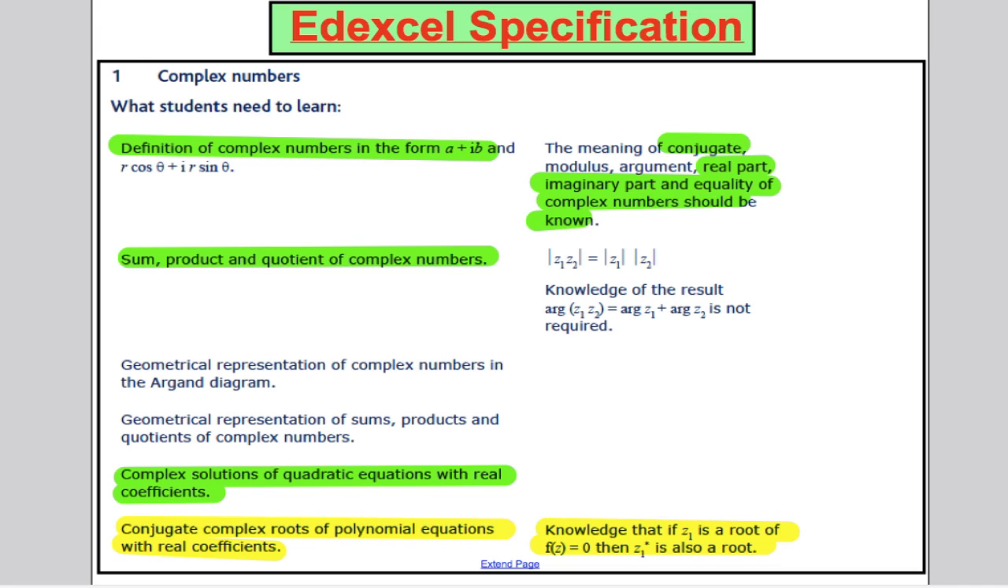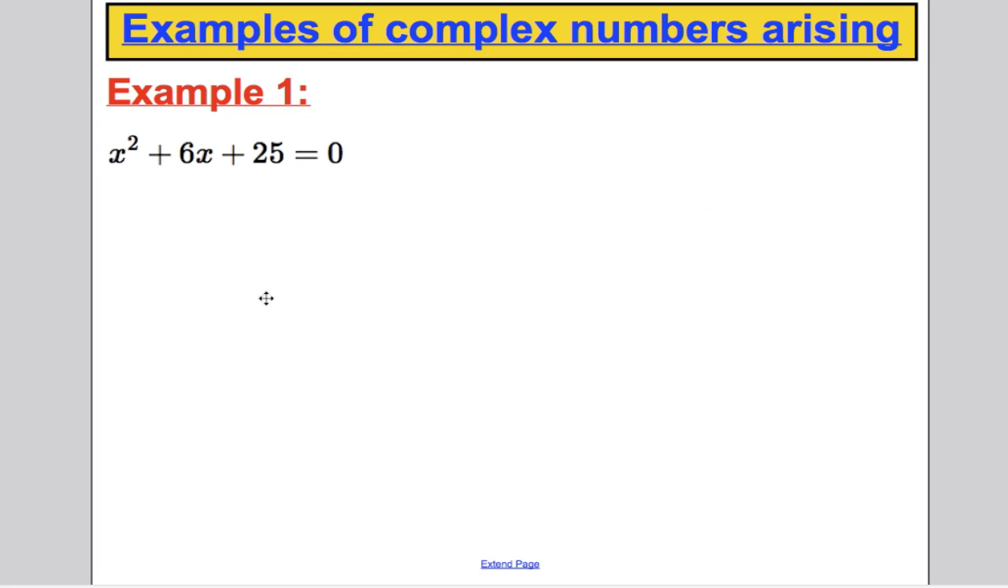Right, let's begin by looking at how complex numbers arise. Here is a quadratic equation, and we want to know the solution for that quadratic equation. Now there are several ways of doing it. You could complete the square, or you could use the quadratic formula. You can't factorize in this case. Let's just for ease use the quadratic formula. A in this case is 1, B in this case is 6, and C in this case is 25.